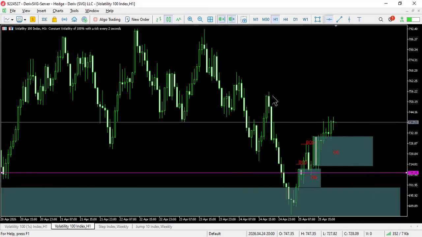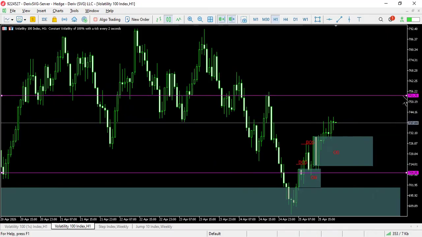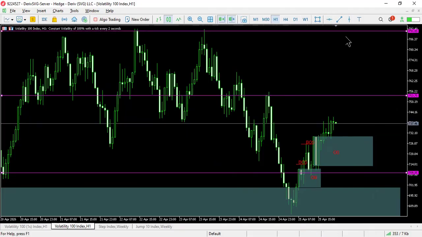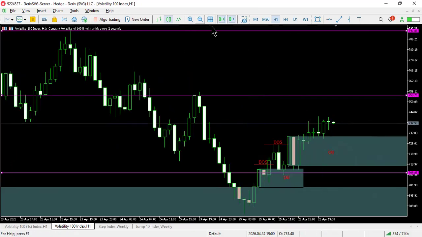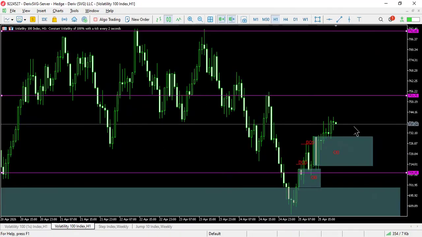your first take profit can be here at the first swing high at 753.75, and then your swing take profit is going to be at 791.05, and always apply proper risk management. So it's going to be an instant execution for volatility 100.